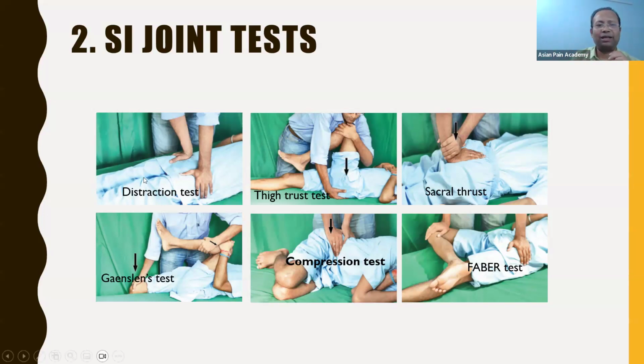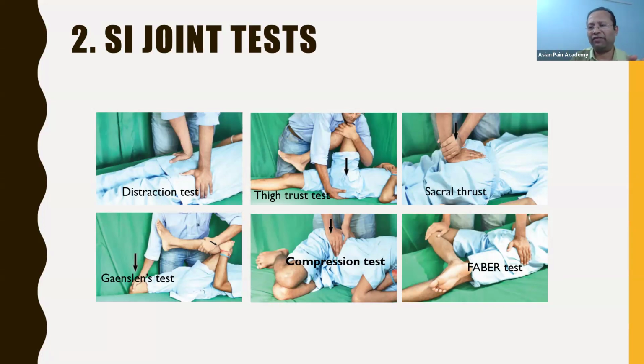So there are multiple tests: distraction test, thigh thrust test, sacral test, Gaenslen's test, compression test. Faber test is our commonly done test. It stretches the SI joint. Of course, Faber test not only stretches the SI joint, it also stretches the hip joint. So Faber test is positive in both, SI joint and hip joint.